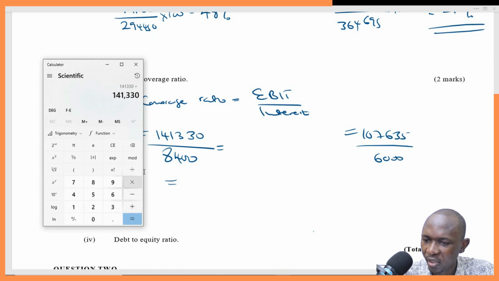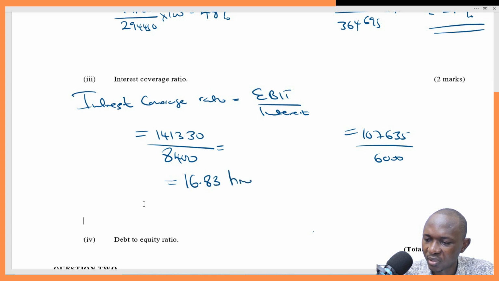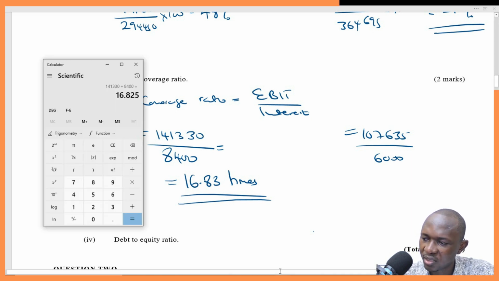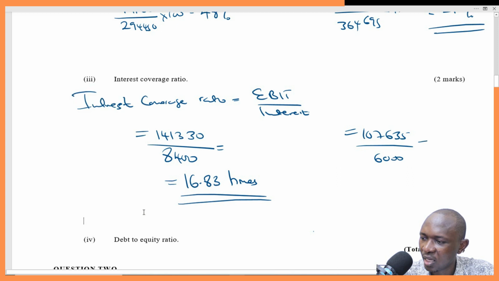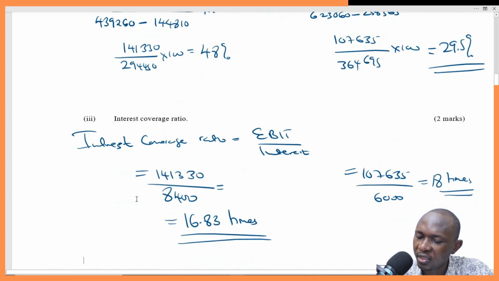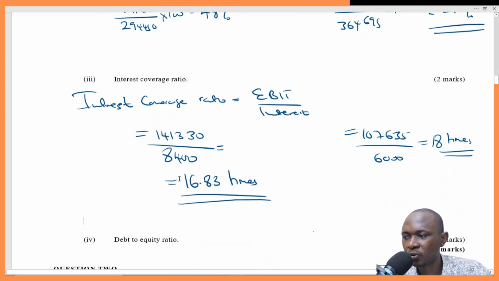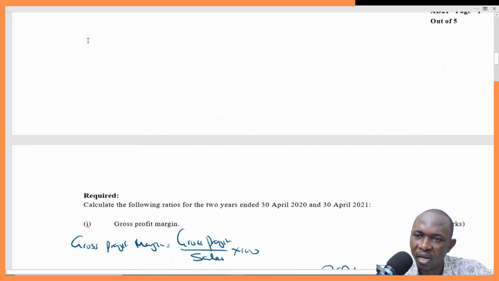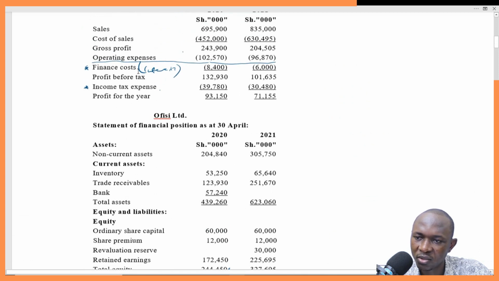141,330 divided by 8,400. So the answer we have is 16.83 times. ICR measures the number of times. So again, on this other side, we have 107,635 divided by 6,000. This gives us 18 times. So we have 18 times and 16.83 times. So that is our ICR, interest coverage ratio. The formula being EBIT over interest, and we've already computed EBIT. The interest, we've simply assumed that it is the finance costs.